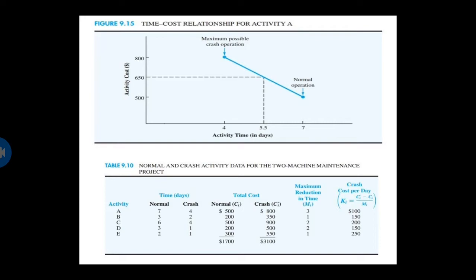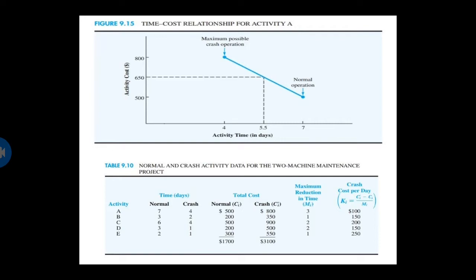Figure 9.15 shows the graph of the time-cost relationship for activity A. The complete normal and crash activity data for the two machines maintenance project are given in Table 9.10. Which activity should be crashed, and by how much, to meet the 10-day project completion deadline at minimum cost?